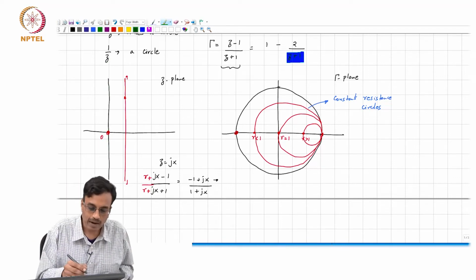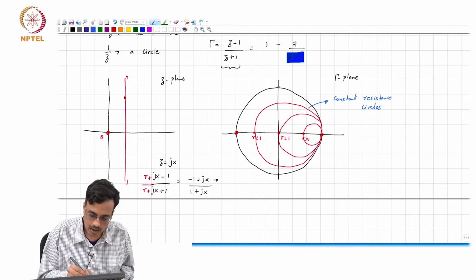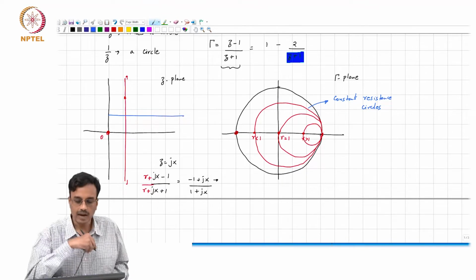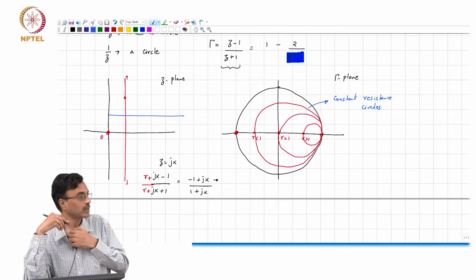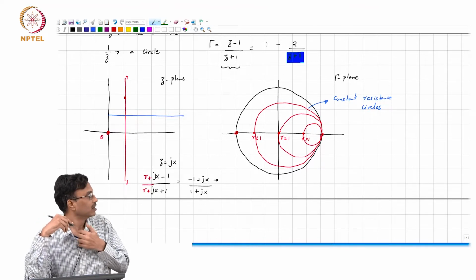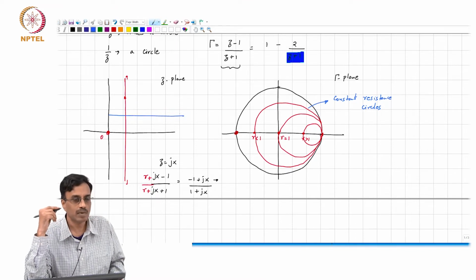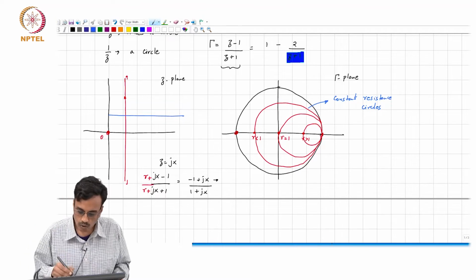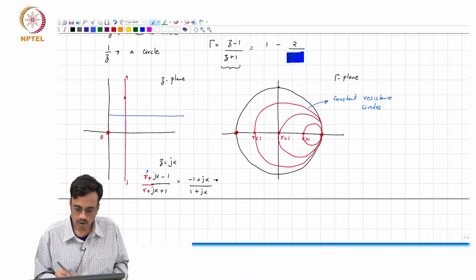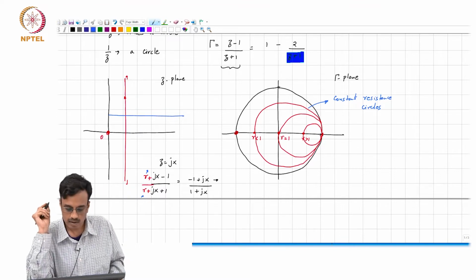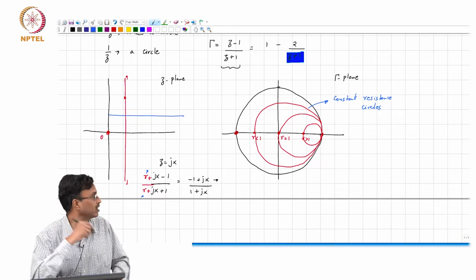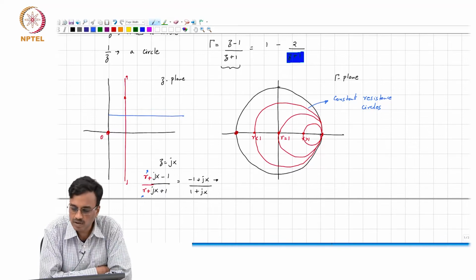Now, what comment can we make about this one here, where the resistance is varying, but the reactance is constant? So now R varies from 0, and this keeps going to infinity. R varies from 0 all the way to positive infinity.